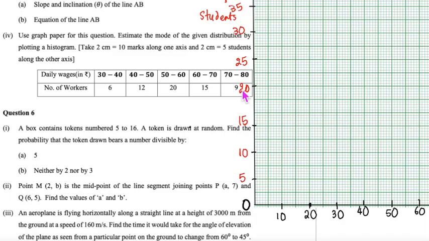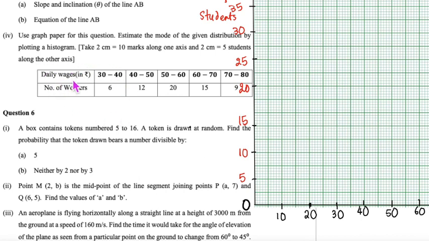Okay. Question 5, fourth subpart. Use graph paper for this question. Estimate the mode of the given distribution by plotting a histogram. Take 2 cm equal to 10 marks along one axis and 2 cm equal to 5 students along the other axis.